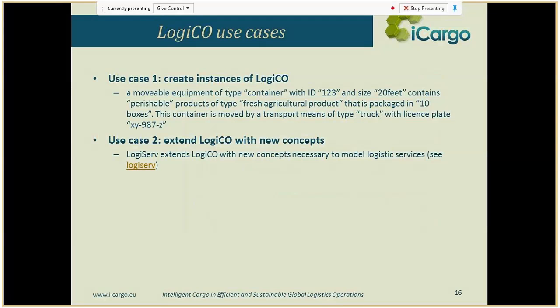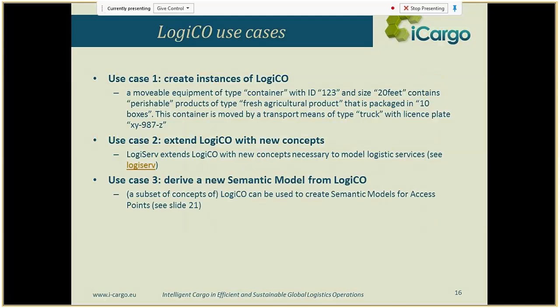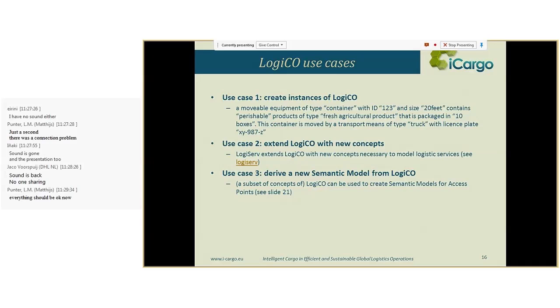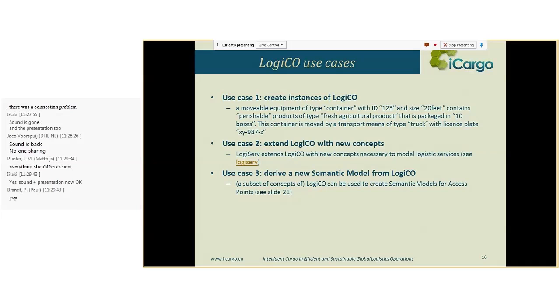The second case we were talking about was how to extend LogiCO, which means that we take one concept of LogiCO and we specialize it, adding more concepts, more attributes and more properties if necessary. Then we have a third use case, which is, well, we are an organization and we have an access point, and we want to create a semantic model for our access point.